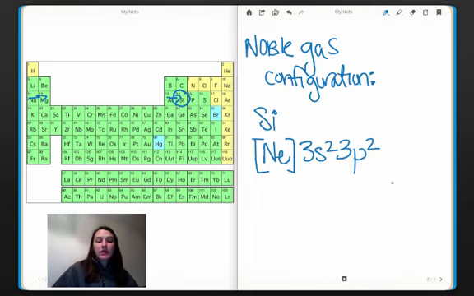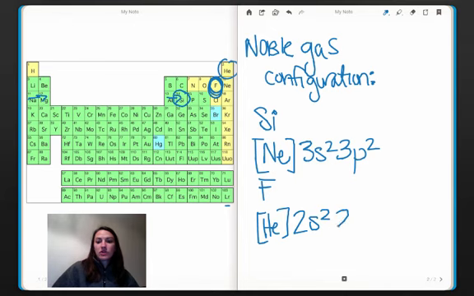So you can also do this with other elements. For example, we could do the one for fluorine, F. It just doesn't save as much shorthand, okay? So we start with fluorine. It would be using helium as the noble gas. So you put helium in there. And then you would write 2s2, 2p5. All right, and that's our noble gas configuration. Awesome.